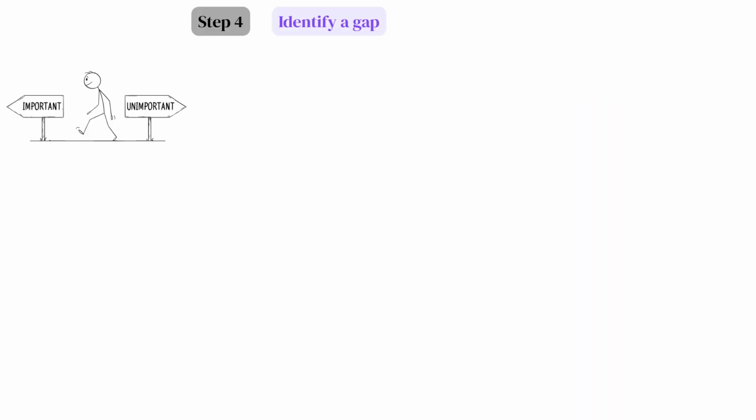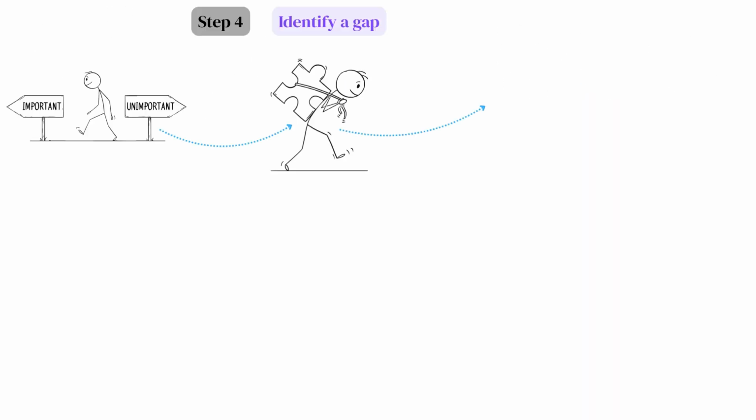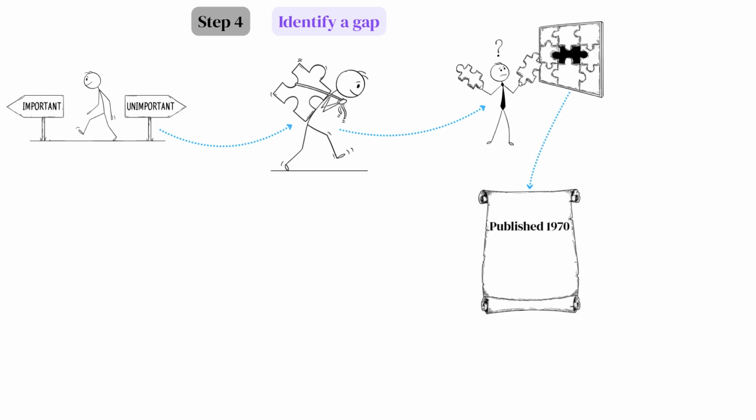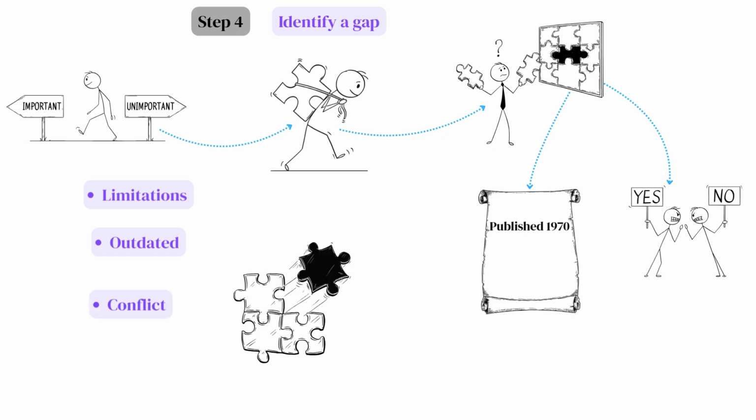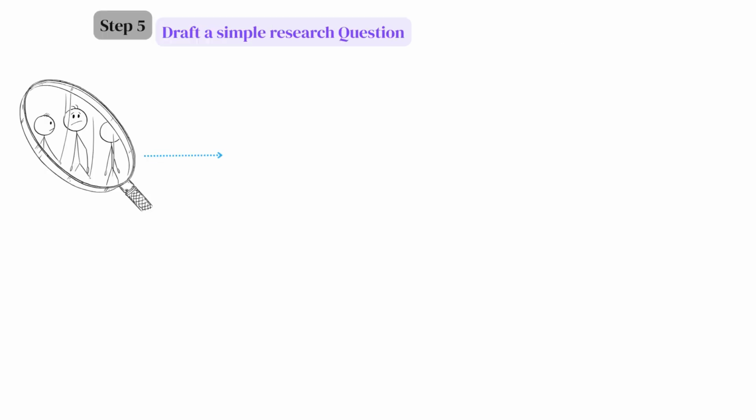Now comes the most important part, finding your gap. Ask yourself, what's missing in the research? Is there something outdated, or do different studies contradict each other? Gaps usually appear in three places: the limitations section of articles, in older studies that need updating, or in areas with conflicting results. Spotting a gap is like finding a missing puzzle piece. That's where your research comes in.